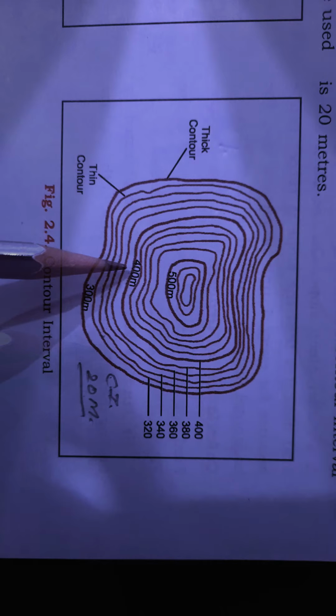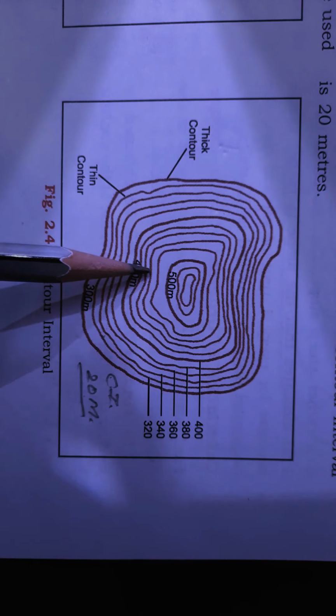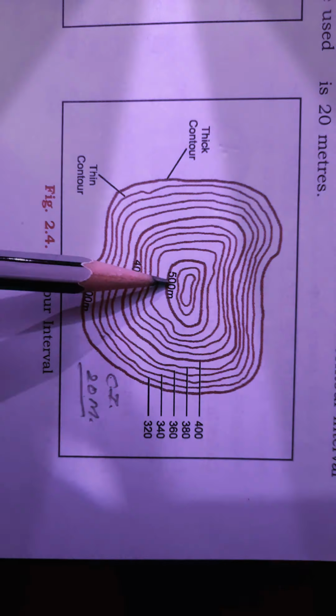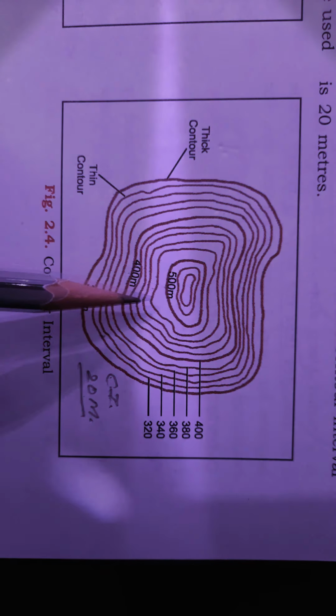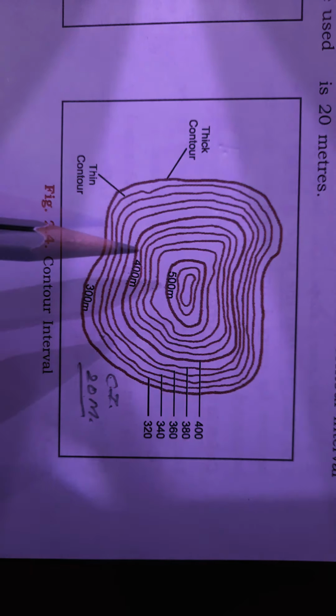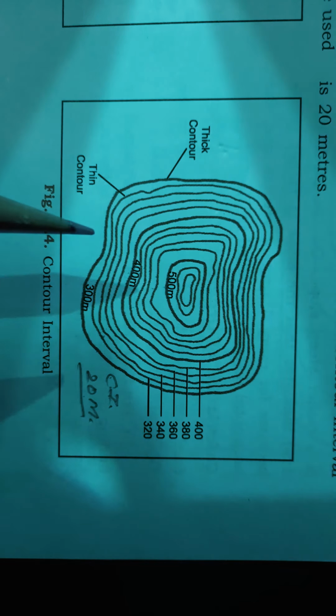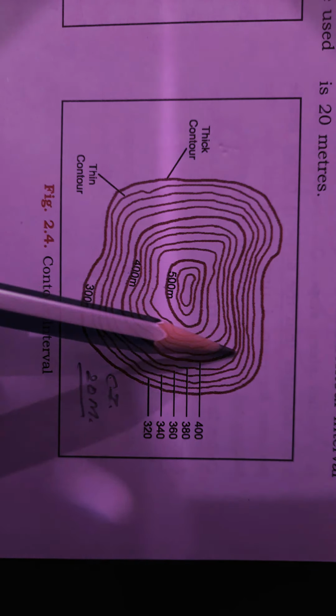For example, further you can see 400, 420, 440, 460, 480, then 500. So again 20 meters is the contour interval. So the difference in height between two successive contour lines is called the contour interval, and it remains constant throughout the topo sheet. Now the question: what is a contour line?